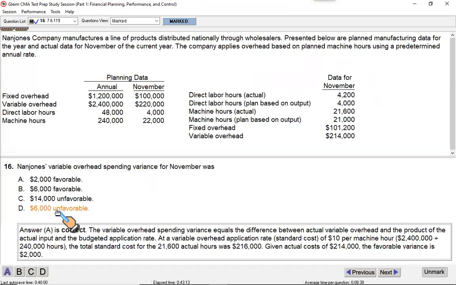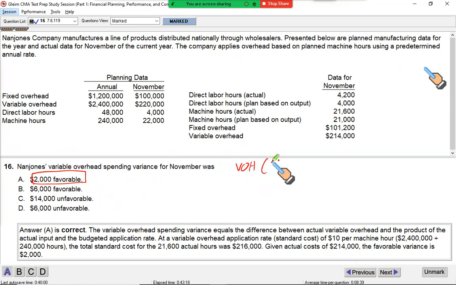Similarly, we can do the same thing here. In this question, let us do some working again here for the variable overhead. Here we calculated our variable overhead spending variance to be favorable. Now, for the same question, let's say we are required to calculate the variable overhead efficiency variance. How do we calculate efficiency? The standard quantity we should have used minus the actual quantity we actually used, multiplied by the standard price, that is the variable overhead rate. The standard quantity that we should have used is 21,000.